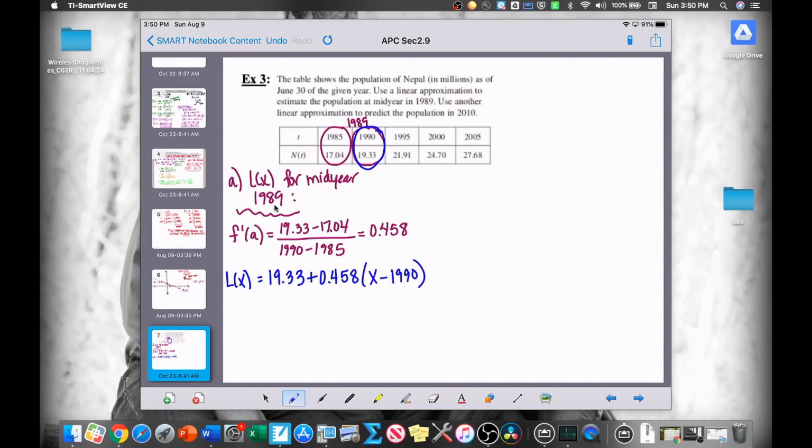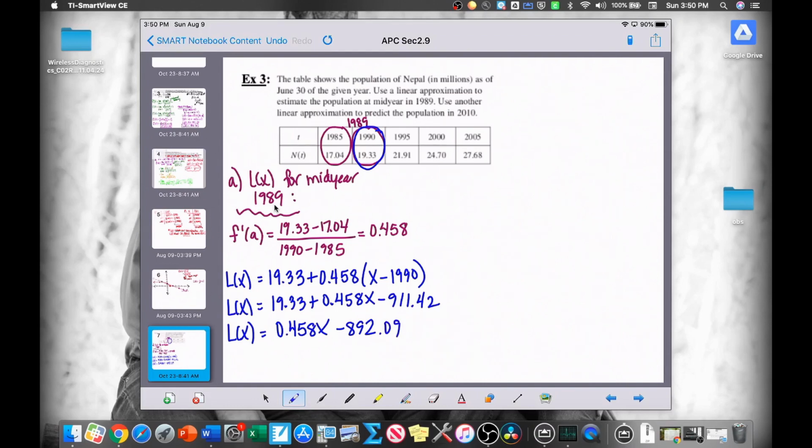And then when I do the math here, I get L of x is equal to 19.33 plus 0.458x minus 911.42. And then finally combining like terms, I get L of x is 0.458x minus 892.09. So now to answer the question, we want to know the linear approximation for mid-year 1989.